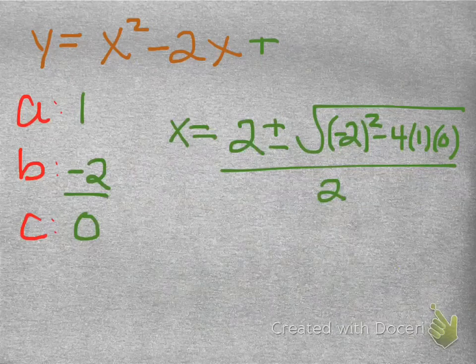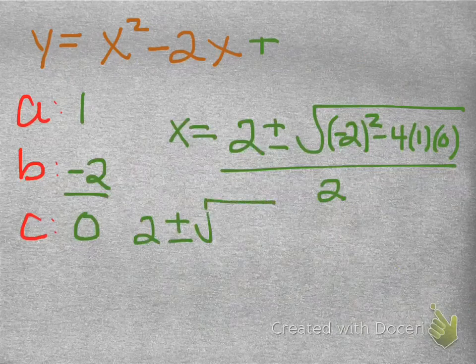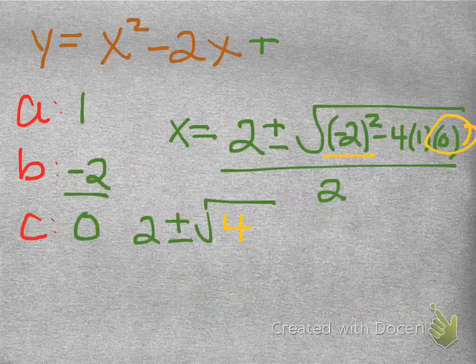So we're going to get 2 plus or minus the square root of, and then we're going to have 4 right here, but then negative 4 times 1 times the 0 is going to get 0, so we just have the square root of 4, because it would be 4 minus 0, all over 2.